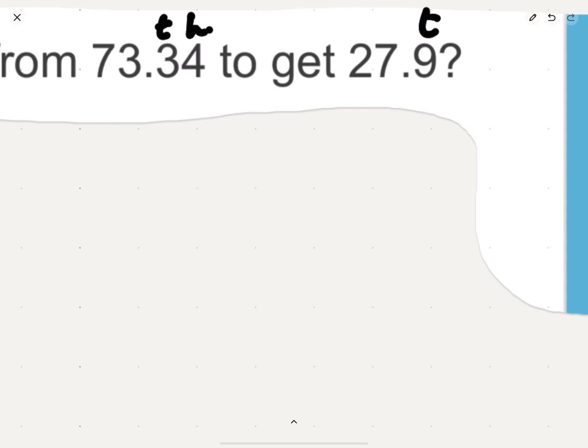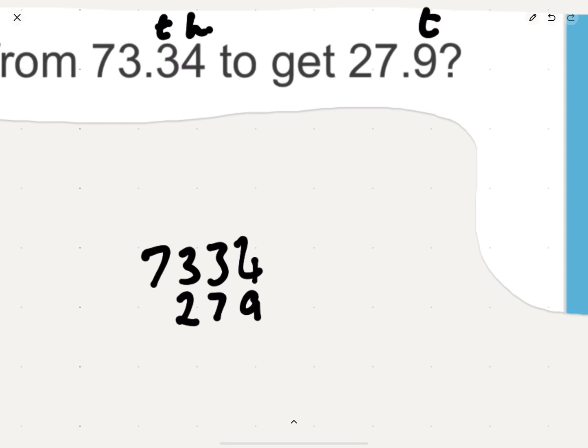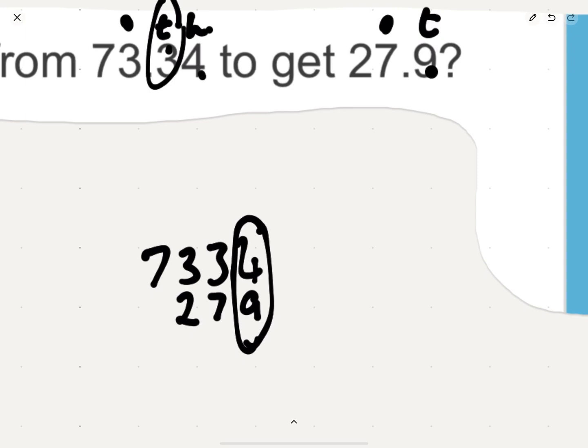What a lot of you are used to doing is, if I wrote 73.34 and 27.9 like that, your 9 and your 4 would interact because they'd both be in the units. But this isn't units, this is decimals. So that is your unit and that is your unit, which means that the 9 must interact with the 3 tenths, and that 4 hundredths sits on its own.